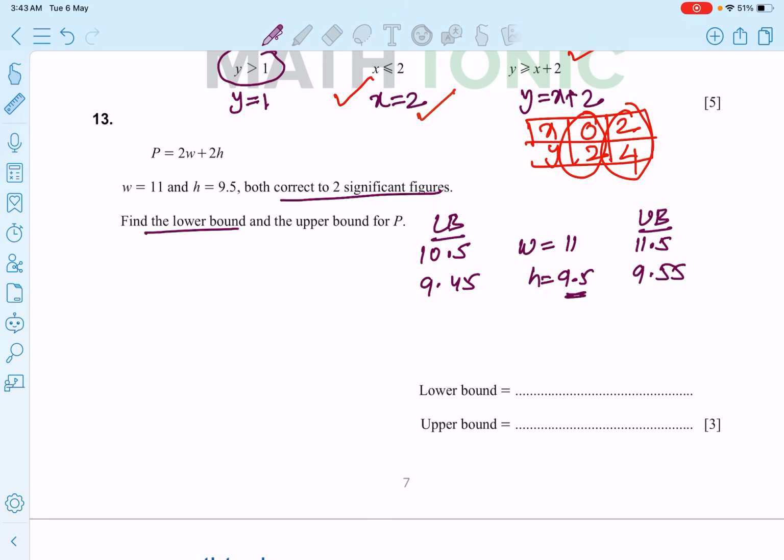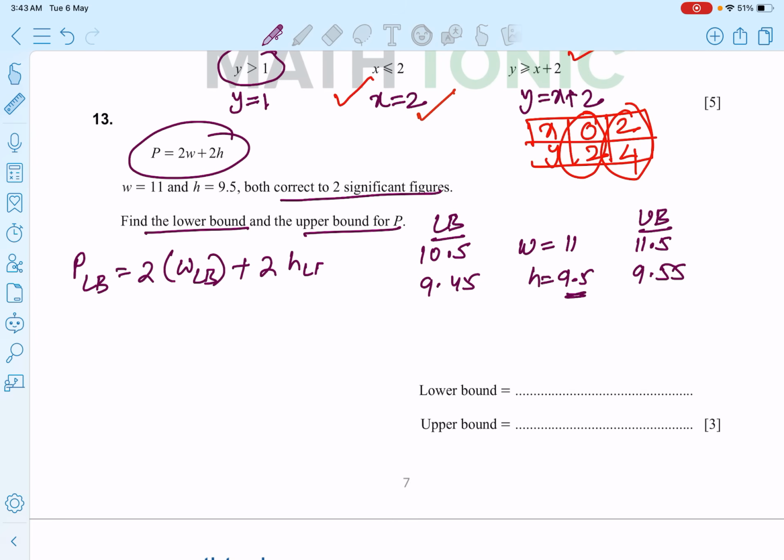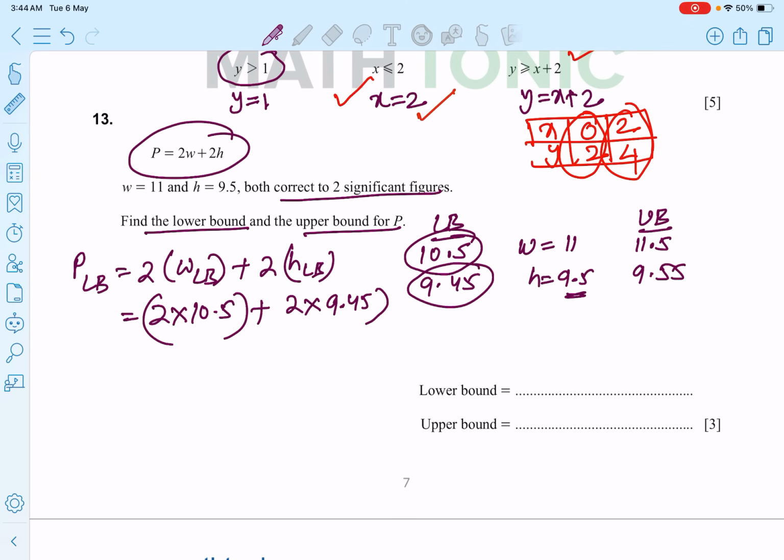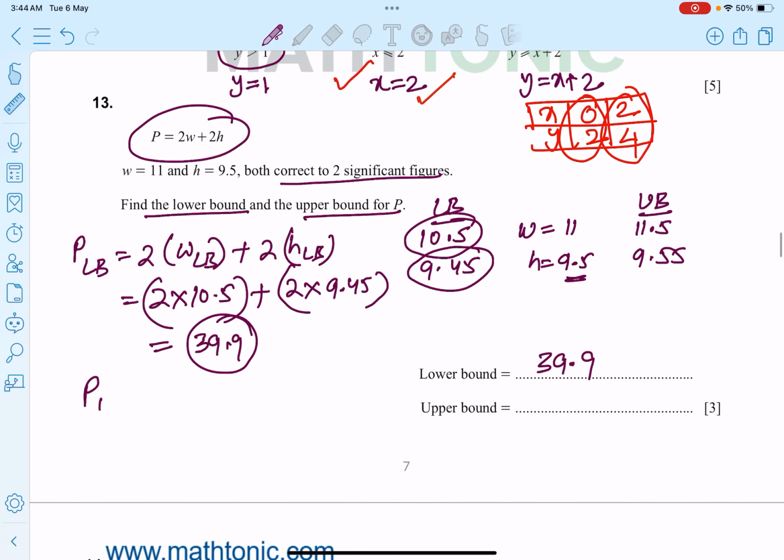So the question is, find the lower bound and upper bound of P. This formula is given. So can you write down like this? P lower bound equals 2 times w lower bound plus 2 times h lower bound. Did you get it, everyone, clearly? So what is w lower bound? We got 10.5. Plus 2 times h lower bound, we got 9.45, right? If I add this, I got 39.9. That means this value I got is 39.9. Got it, everyone, clearly?